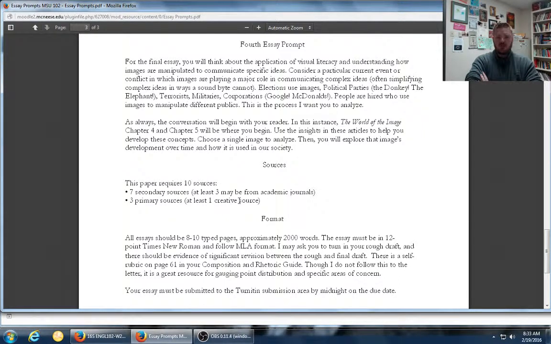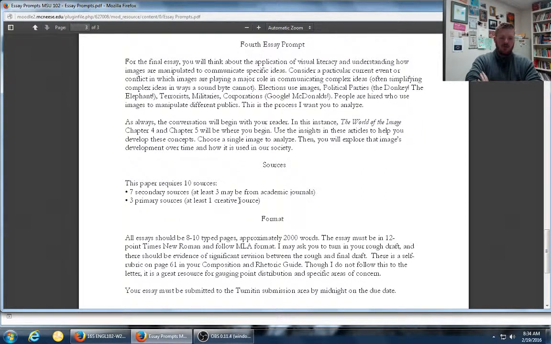Elections use images. Political parties use the donkey for the Democrats or the elephant for the Republicans. Terrorists use images. Militaries use images. Corporations, Google, McDonald's, they all use images. How are they using this? People are hired who use images to manipulate different publics. This is the process I want you to analyze. So really thinking about how images manipulate us.